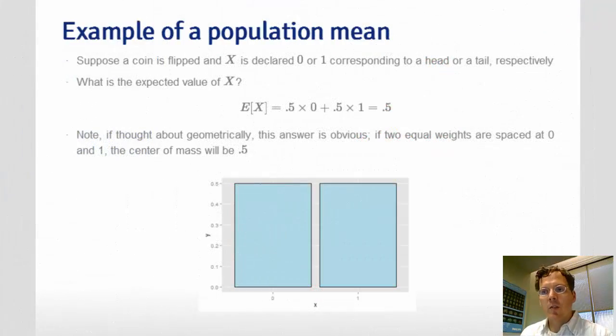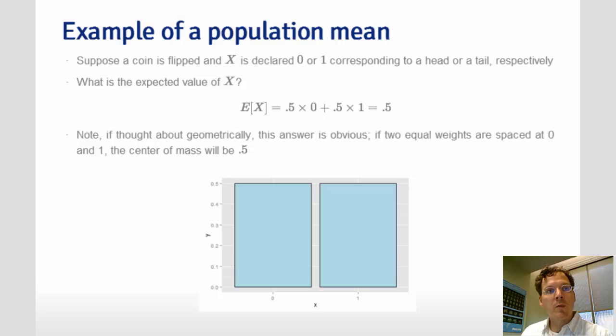Now let's talk about an example of obtaining a population expected value. Suppose a coin is flipped and x is declared 0 or 1 corresponding to a head or a tail. What is the expected value of x? Again, the expected value is a property of the population. If we plug into our formula, the expected value of x is the probability 0.5 times the value 0 plus the probability 0.5 times the value 1. So all the values that the coin can take, 0 or 1, times the probability that it can take them, added up. This winds up to be 0.5.